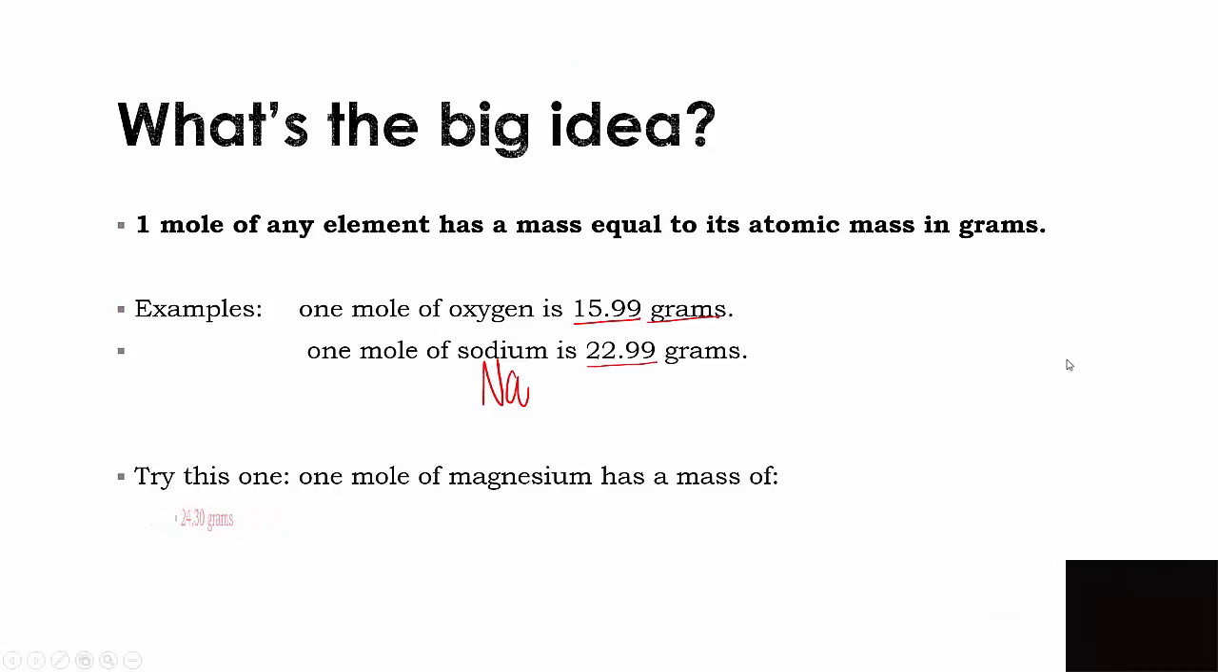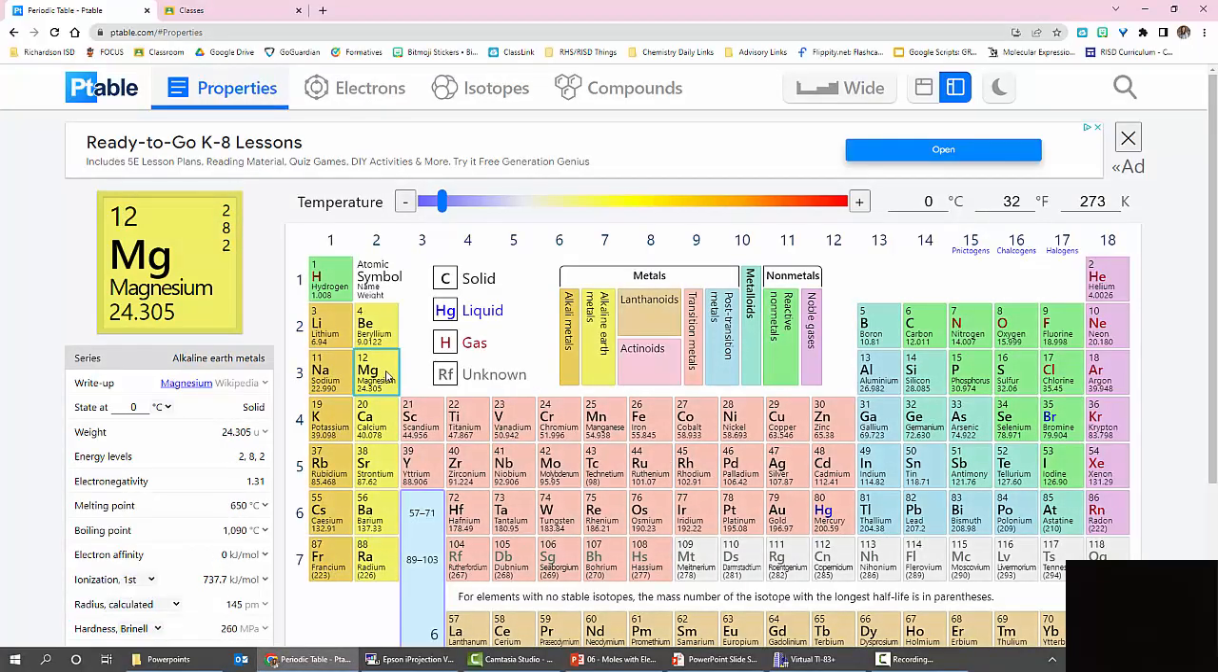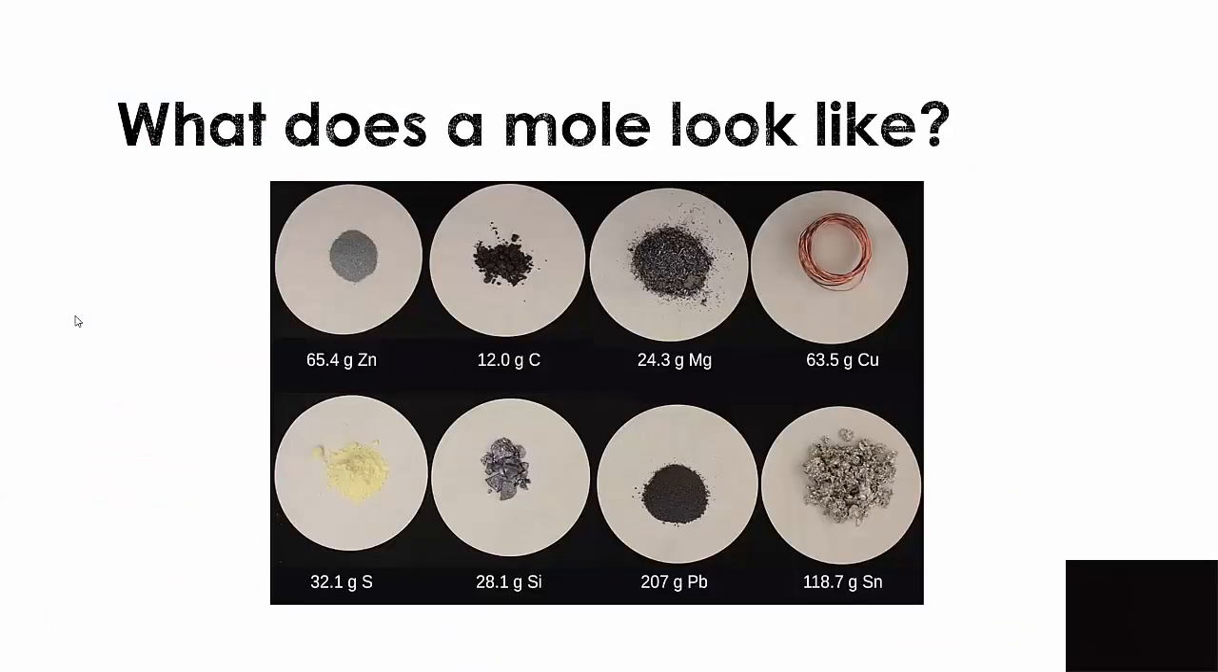Okay. 1 mole of magnesium would have a mass of 24.30 grams, because if you find magnesium on the periodic table, here it is, it has a number of 24.305, so we can round it to 2 decimals, 24.30. Okay. So what does a mole look like, y'all? We have to remember that a mole is like a real physical thing.